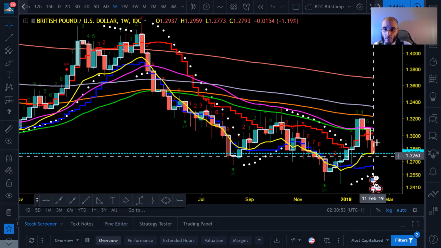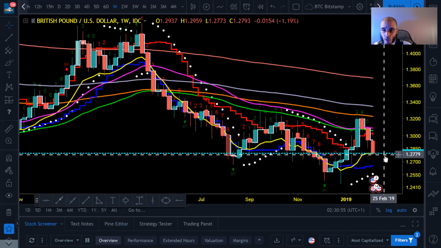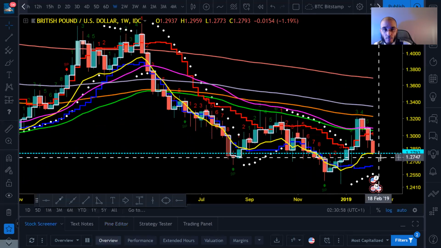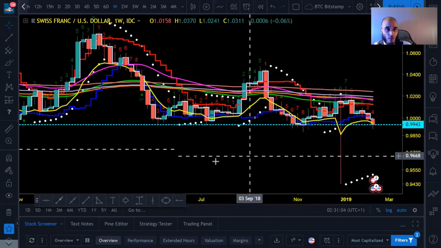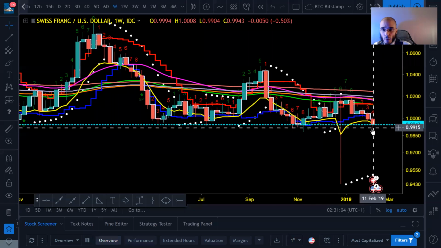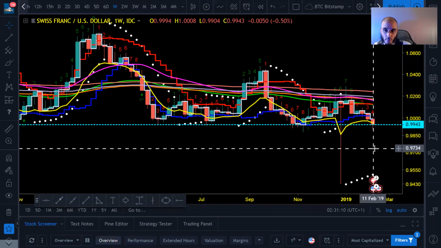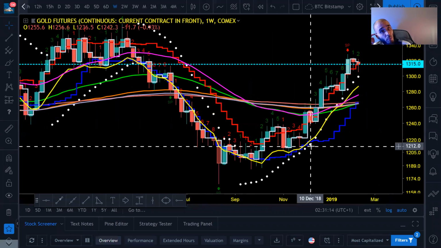British pound, you're on a 1. You're lower than the moving average. That's bearish. And if you get a 2 trading lower than a 1, you should be shorting it. Swiss franc, you're on a 4. In a short position, you're below the moving average. That's bearish. Moving averages are very important. So never neglect what the moving averages are telling you.